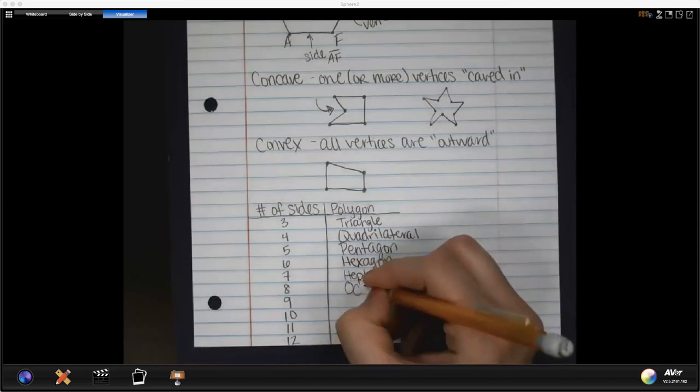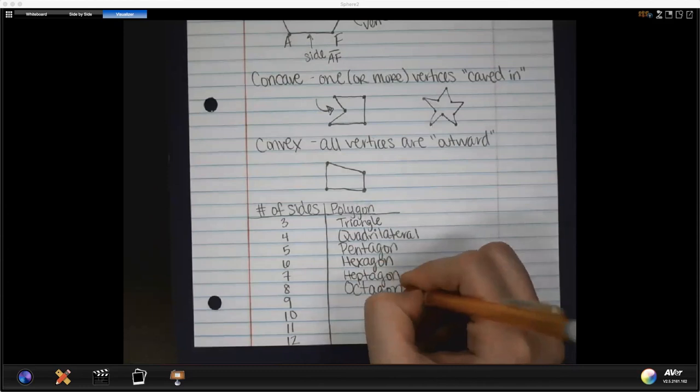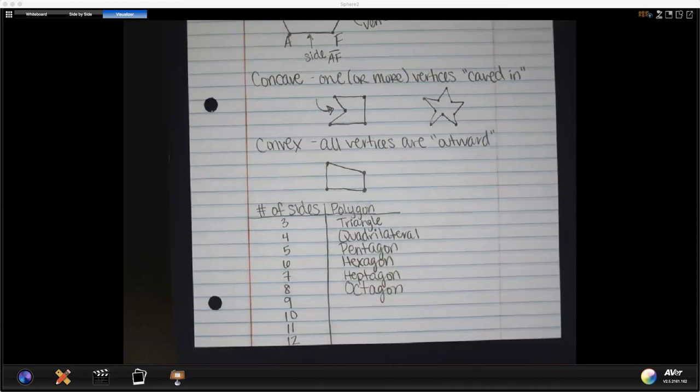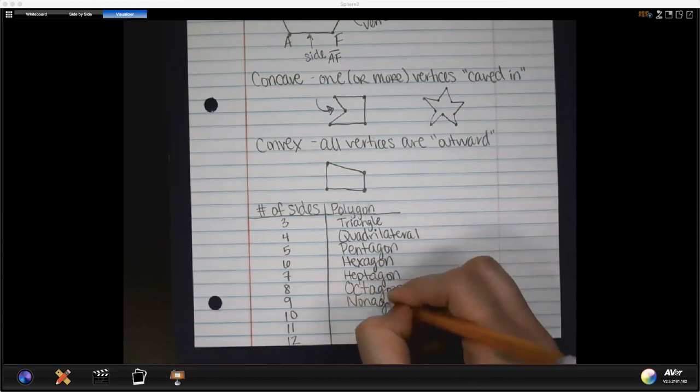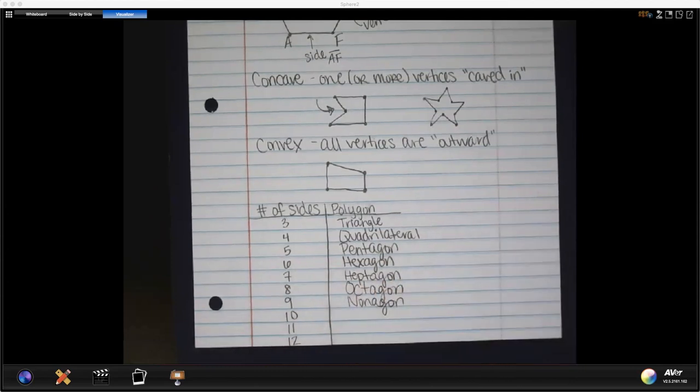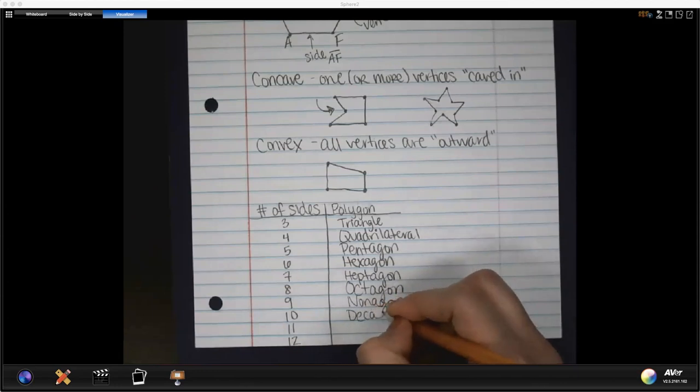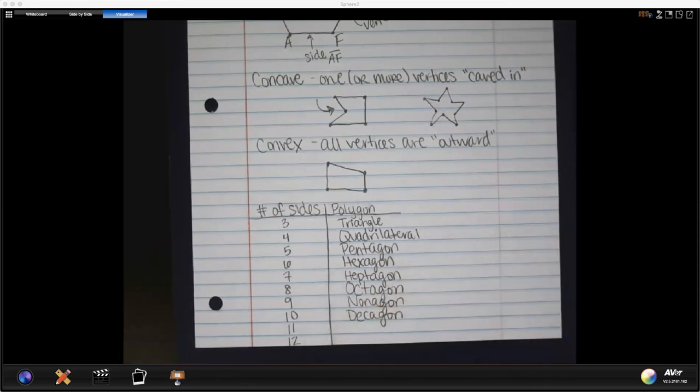Octagon. 9. Someone started to say something, I just didn't hear the rest. Here, okay, nonagon. Nonagon. 10. Yeah. Decagon. 11.